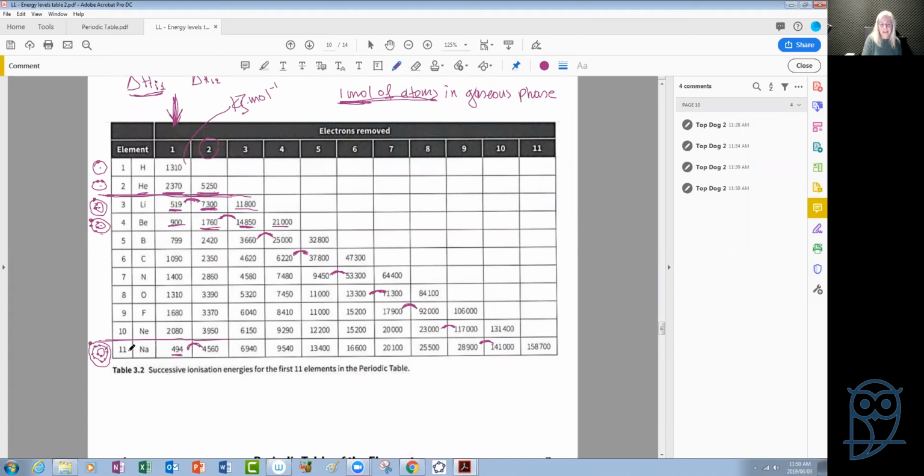But after this first electron, the other electrons here belong to the energy level with n equals 2. That is why they need a different range of energies. We remove all of them until we get to this jump again, which means that up to about 30,000 kilojoules is the energy needed to remove all of these electrons from energy level 2.